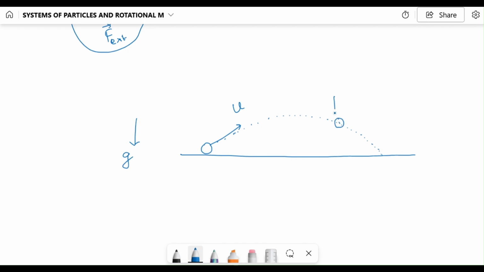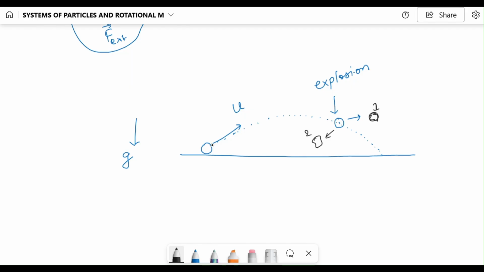And what happens if this projectile moves and, during its motion, at some point here, this projectile explodes? Let's say the explosion happened and it gets fragmented into two parts. From here, there is one part. Let's say this is the first part of this projectile and this is the second part.